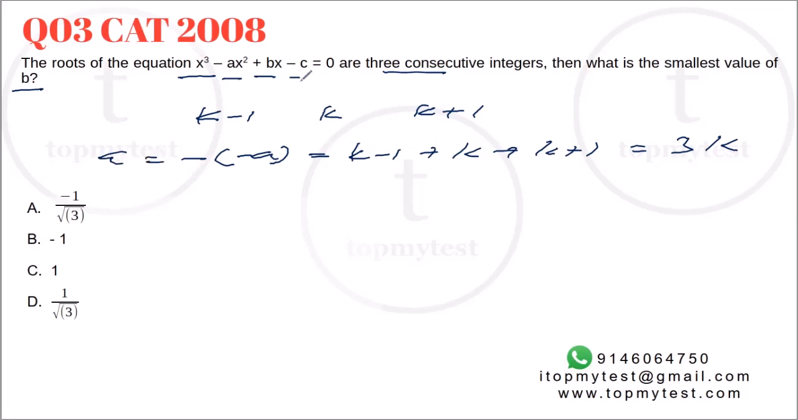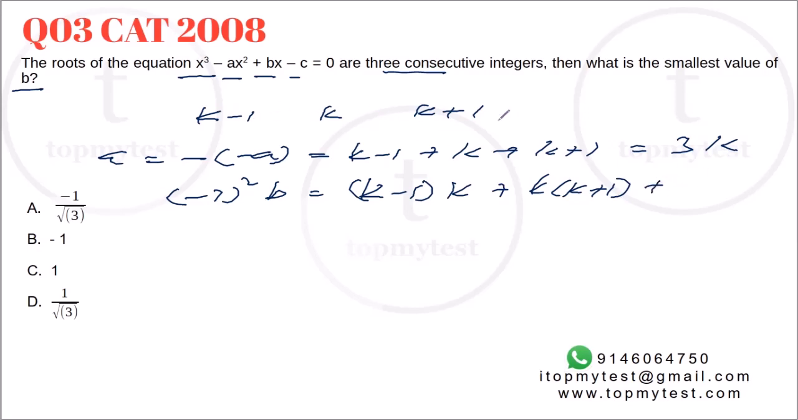The sum of roots taken 2 at a time will be minus 1 square into b. That will be the sum of products of roots taken 2 at a time. So it will be k minus 1 into k plus k into k plus 1 plus the product of k minus 1 and k plus 1, which is k square minus 1. And to take the product of the roots taken 3 at a time, that will be minus 1 to the power 3 into minus c, which should be the product of the roots.